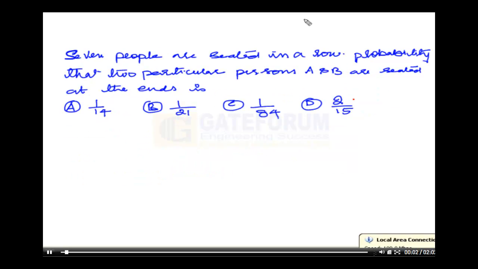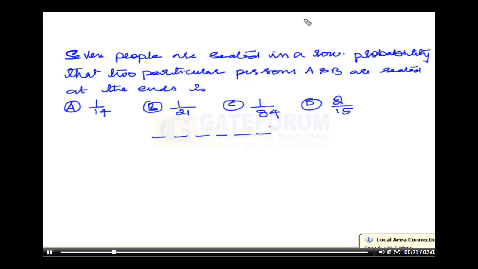See the question. 7 people are seated in a row. We have to find the probability that 2 particular persons are seated at the ends. Now we consider 7 places for 7 people.